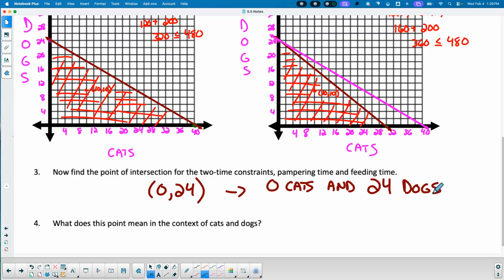Okay? So if they have 0 cats and 24 dogs, then that is where they would each have the same amount of time, or their time constraints would be the same. Okay? Agree? Love it.